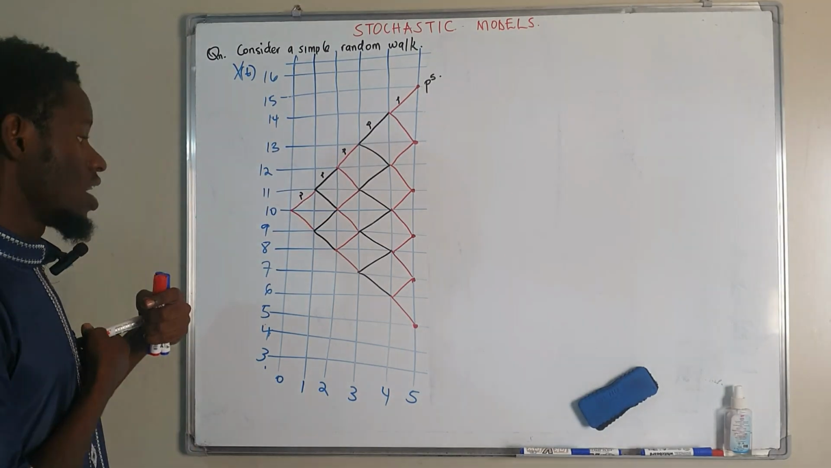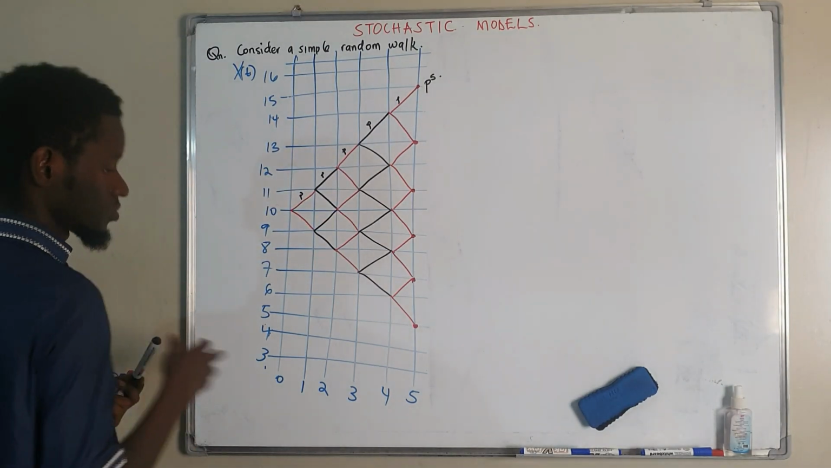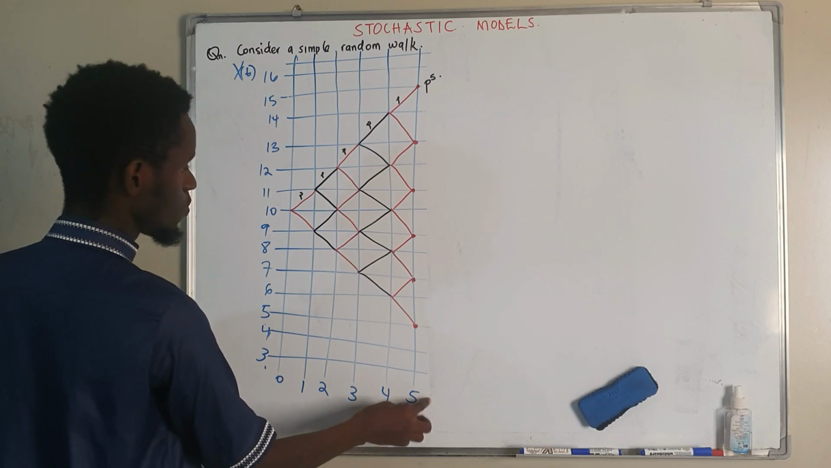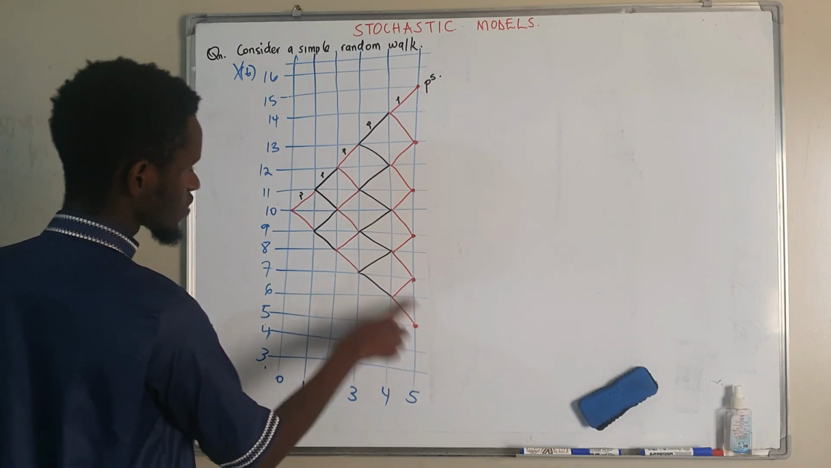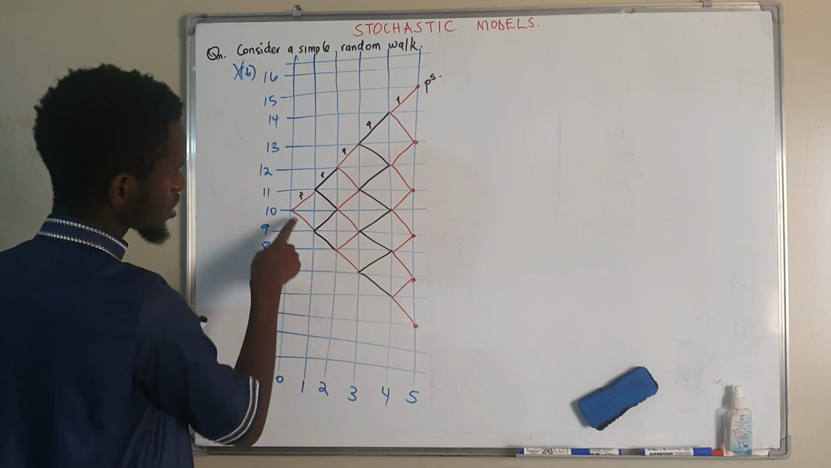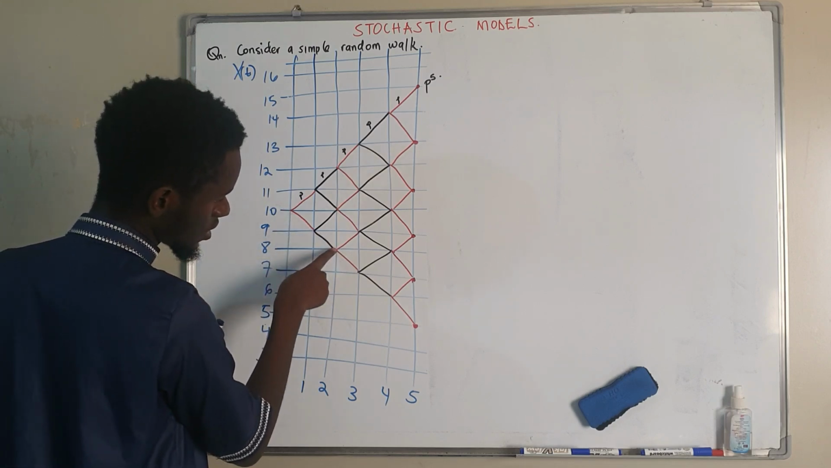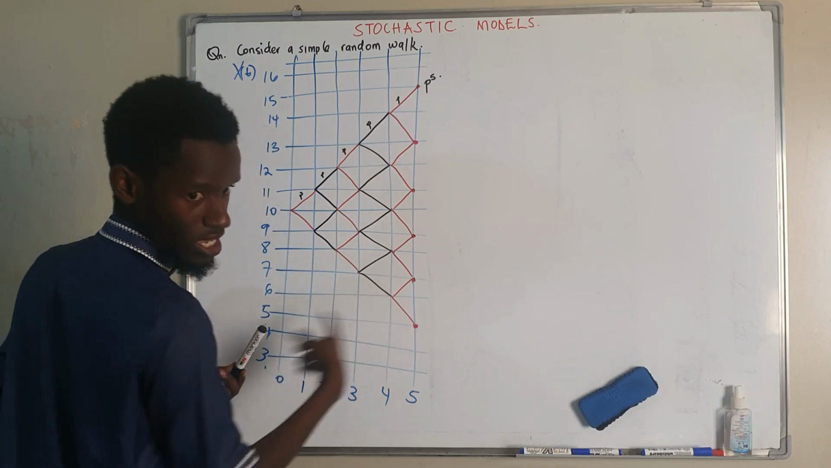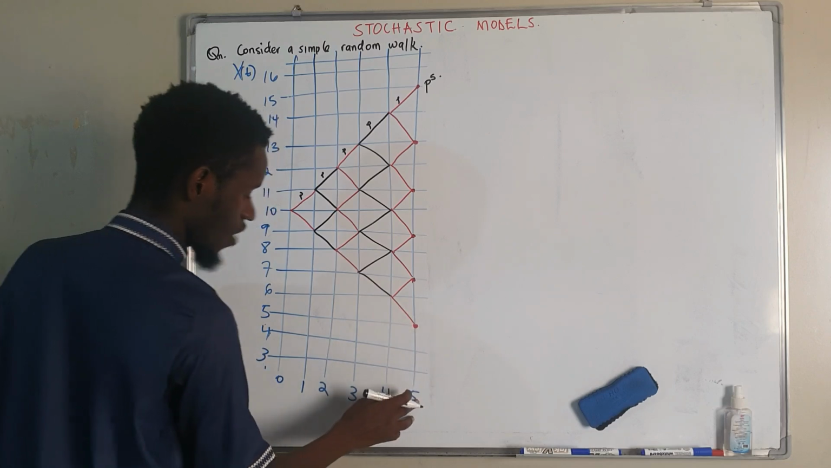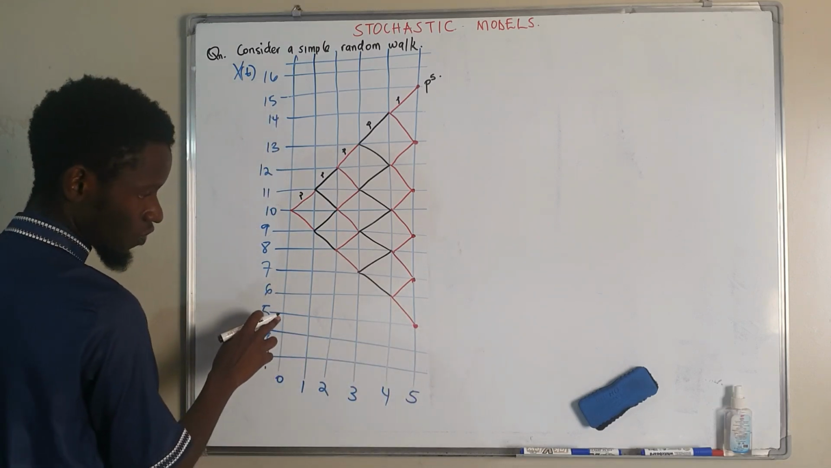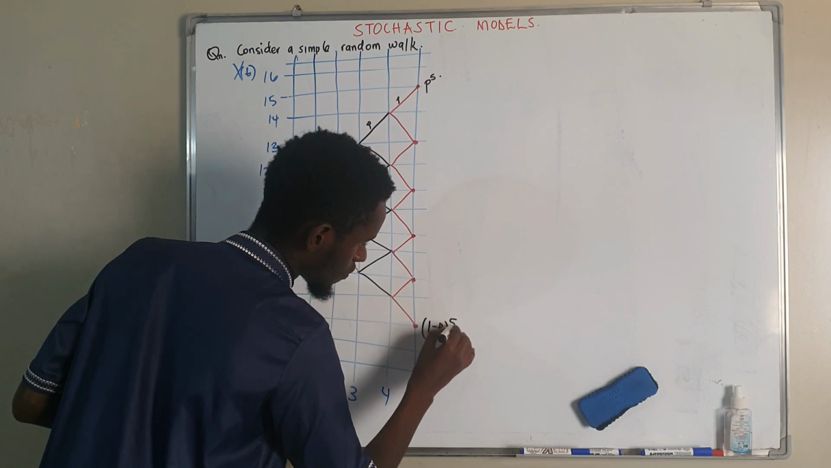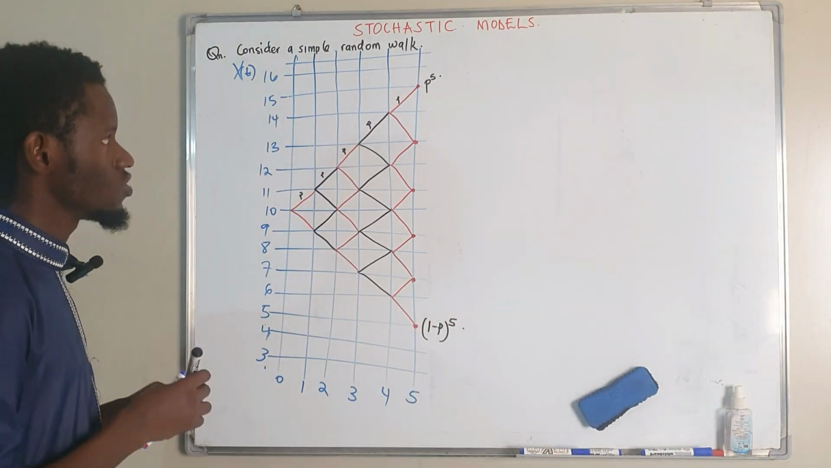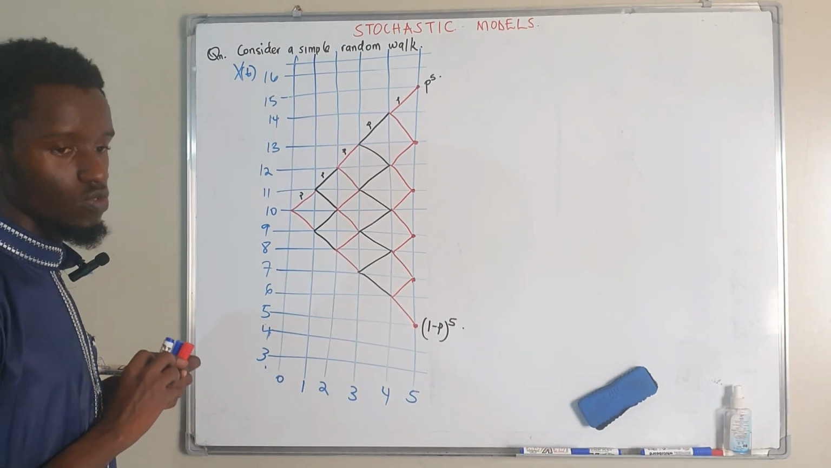Are we together? Now, also, my probability of X5 being equal to 5 at this point here: the only possible route I can take is moving down, like this, like this, like this, like this, and like this. Therefore, my probability of X5 equaling 5 is the same as 1 minus p power 5. I think those are the simplest to deal with first.